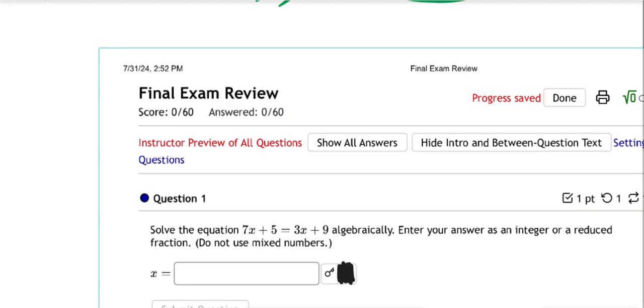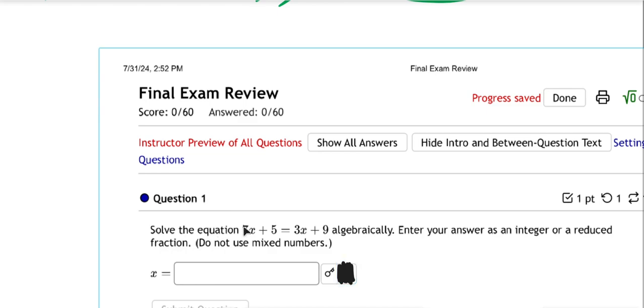So I have printed off here the final exam review from the My Open Math software you've been using to do the quizzes on this course. We'll go through these questions one at a time, try them yourselves, and then I will show what the answer is after working through the problem.